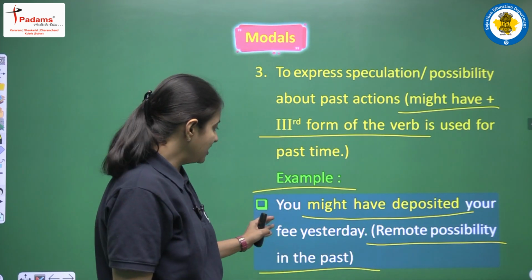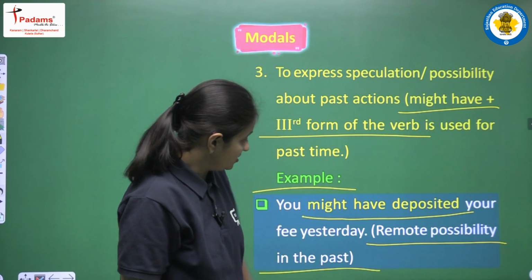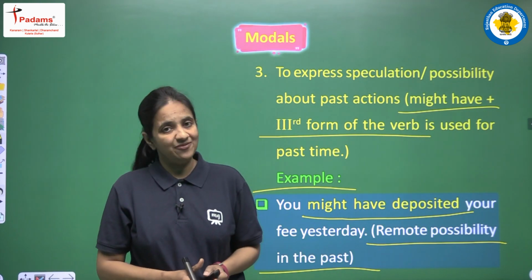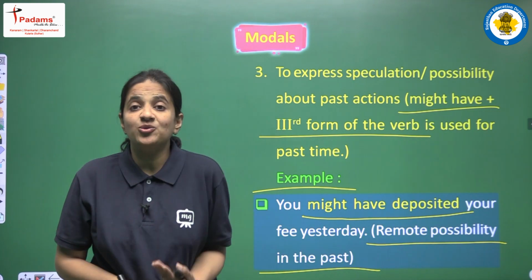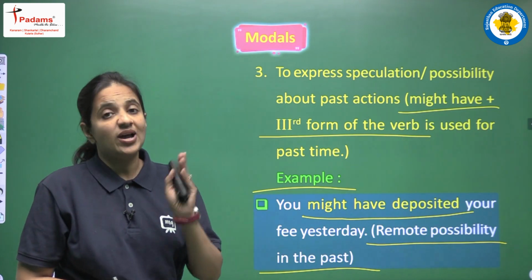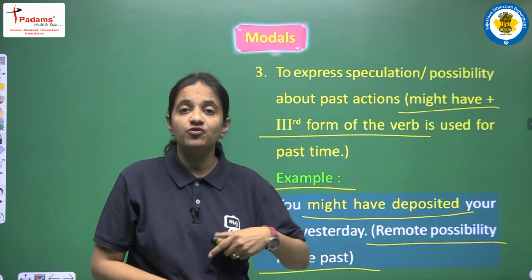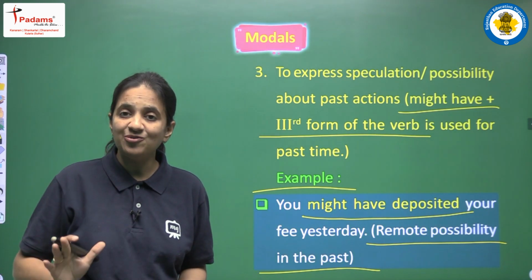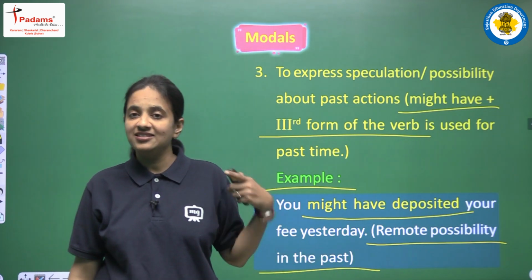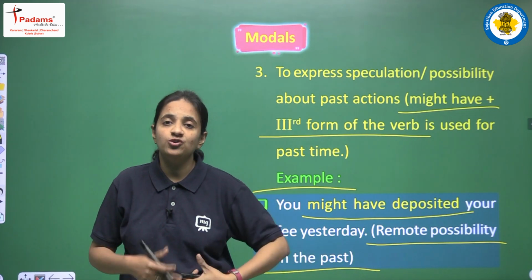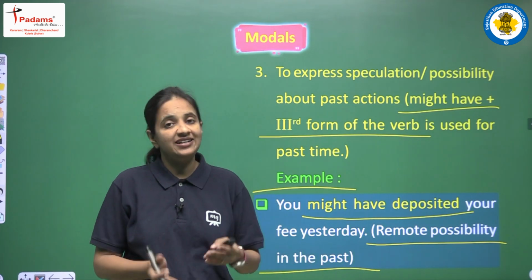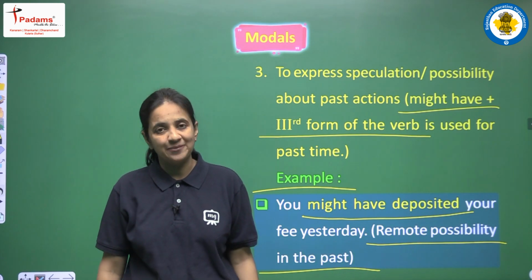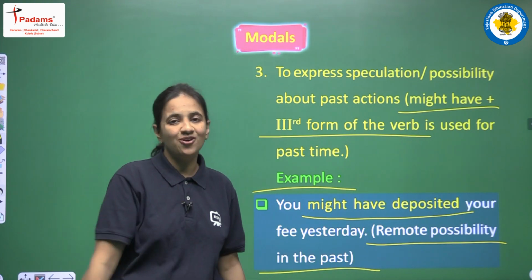Okay, so this is the sentence, you might have deposited your fee yesterday, and just remember the structure when we use might to show speculation, or we can say possibility. At that time might is used with have, and after that we have to use the third form of the main verb. This structure is used to show past possibility, and that too a very remote possibility in the past time. Okay, so this is another use of might.